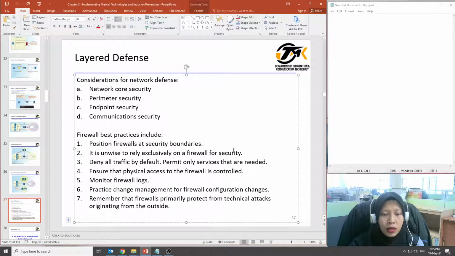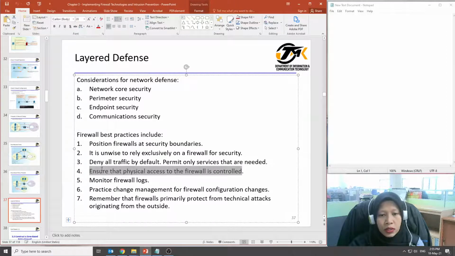There are a lot of things for layered defense. You need to have IDS, you need to have IPS, you need to have antivirus, you need to have spam protection. You need to have SOP for IT policy, in terms of password management, IT management, and device management. By default all traffic must be denied, and only the permitted services that are needed will be permitted.